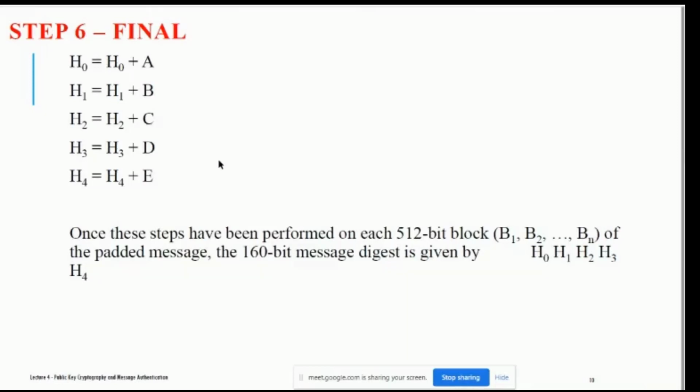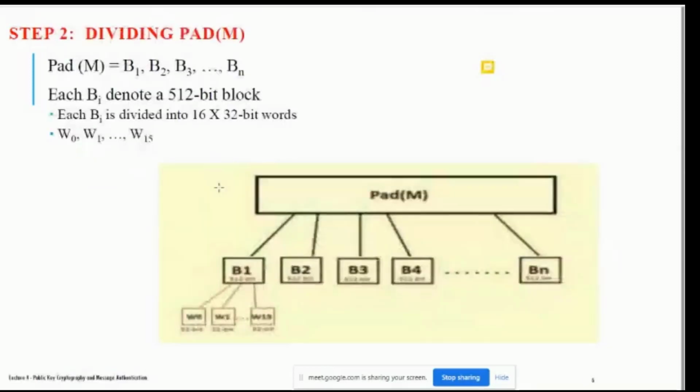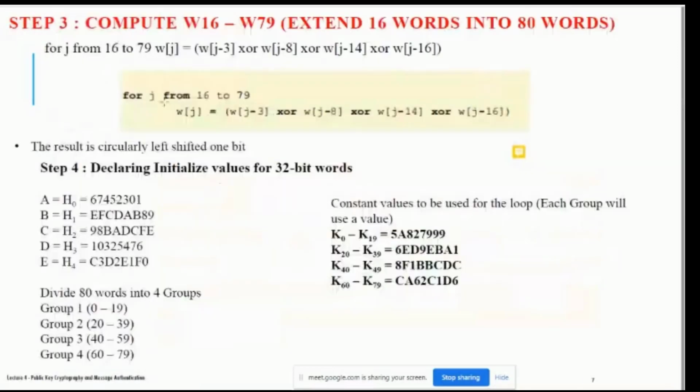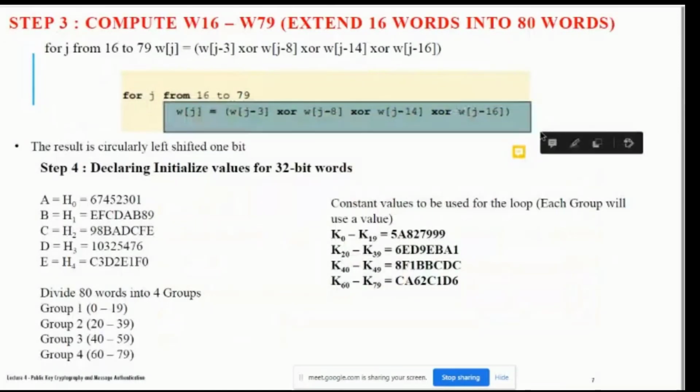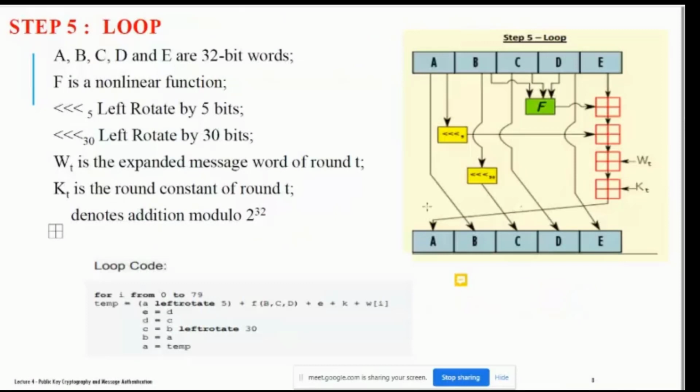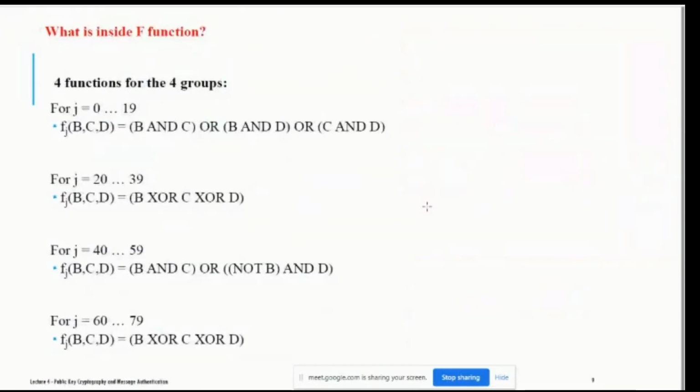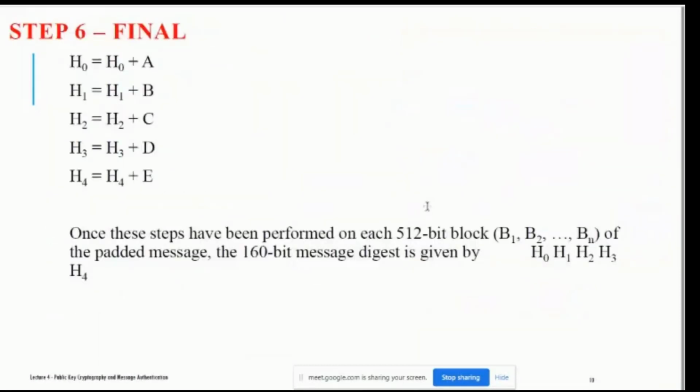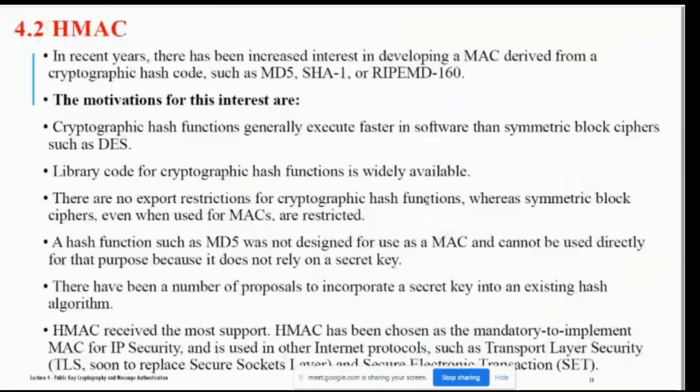You are converting words 16 to 79. So what is the formula to convert this? These two formulas are very, very important. So this is how the SHA-1 algorithm works. This is the first part of this particular lecture.